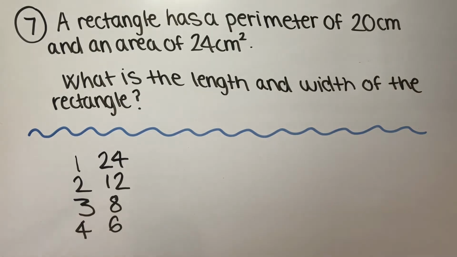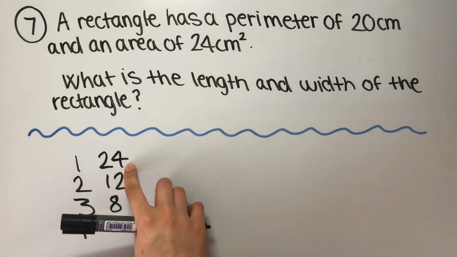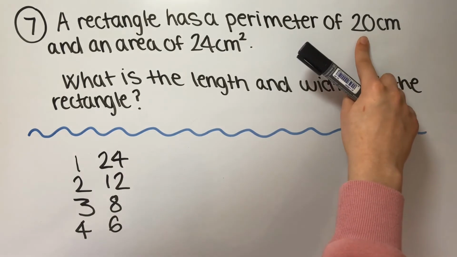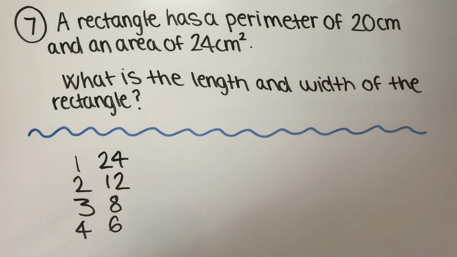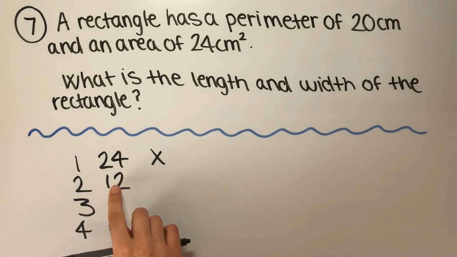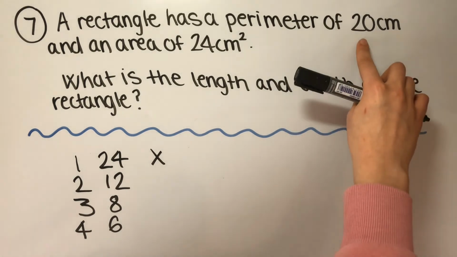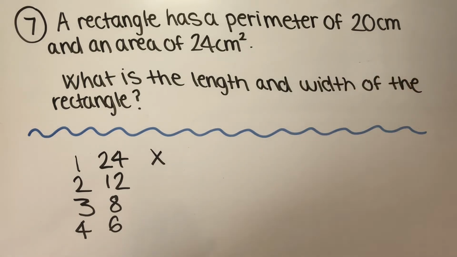We're going to imagine that these numbers are the length and width of the rectangle. We're going to start off with this one and work out the perimeter. Well, if 24 is the length of one of the sides of the rectangle, it's already bigger than 20 centimetres, so this can't be our answer. Moving on to the second one. 12 plus 12 is 24. Now that's already bigger than 20 centimetres, so it can't be that either.